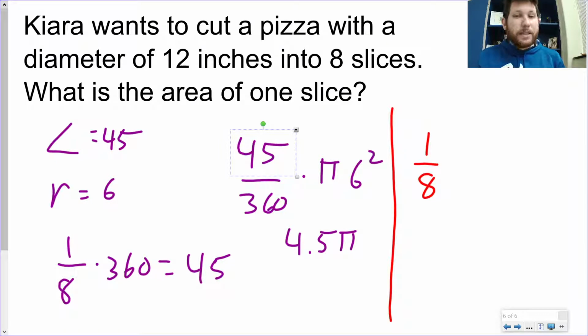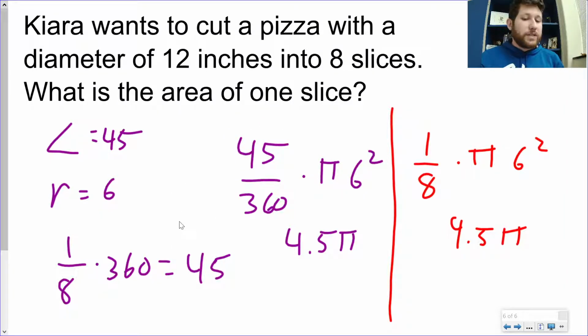Still 1/8. So in this case, if we're thinking about the formula, we can actually save ourselves a couple steps. And this would still be pi 6 squared, and that would still come out to 4.5 pi. But instead of having to solve for the angle and then divide that angle by 360, you could also just say, well, I have 1/8 of the circle. Now, if that's confusing to you and you'd rather just solve for the missing angle and then do that, hey, knock yourself out. That's going to be just fine.